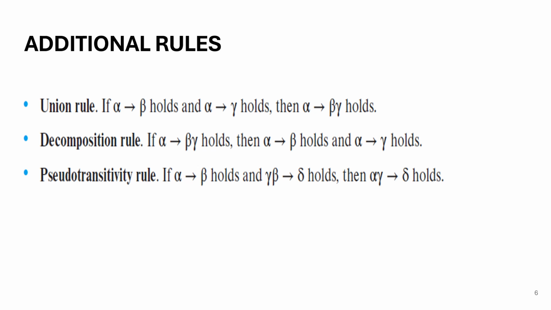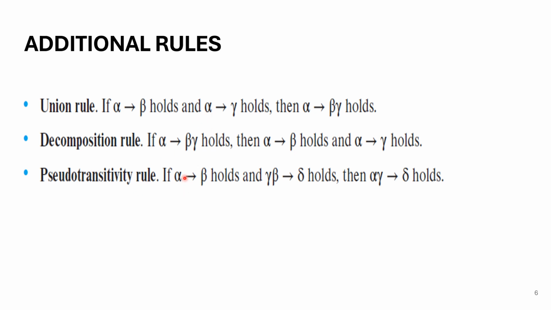Apart from that, there are additional rules, or secondary rules, like the union rule. If A determines B and A determines C, then we can derive that A determines BC. This is represented in terms of alpha and beta, but I am saying it in terms of A and B. Similarly, the decomposition rule decomposes a dependency into two or more dependencies. For example, if A, B determines C and D, we can decompose it into A, B determines C and A, B determines D.